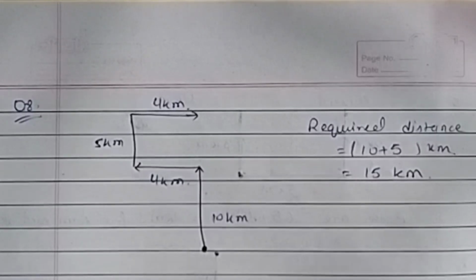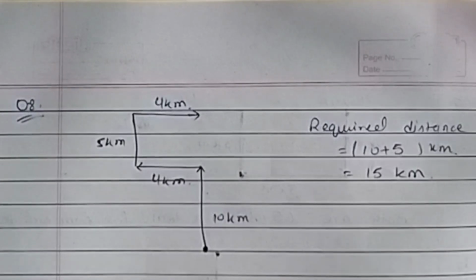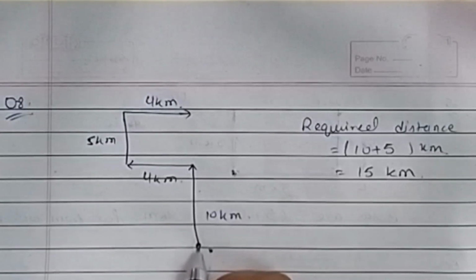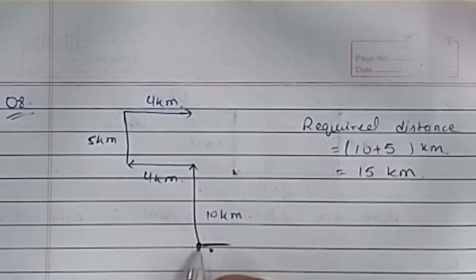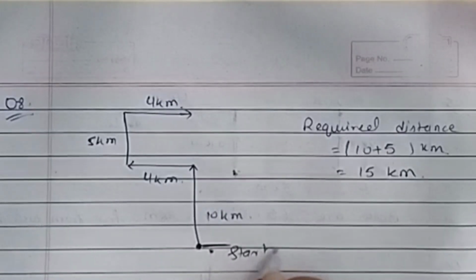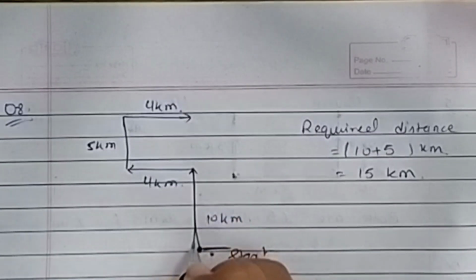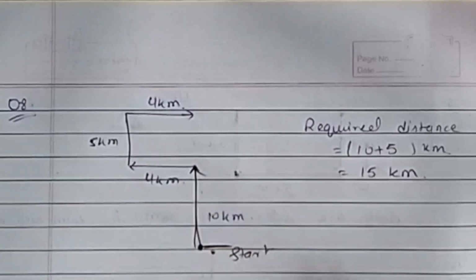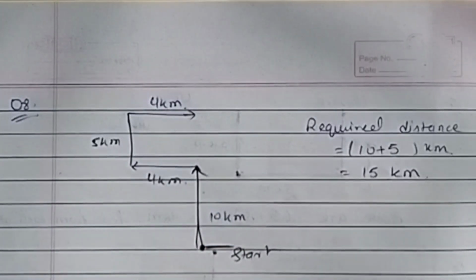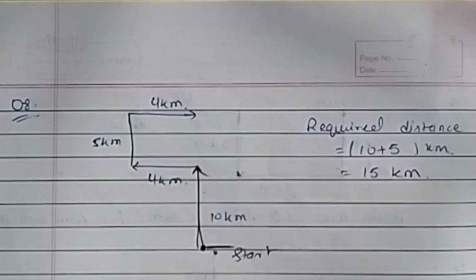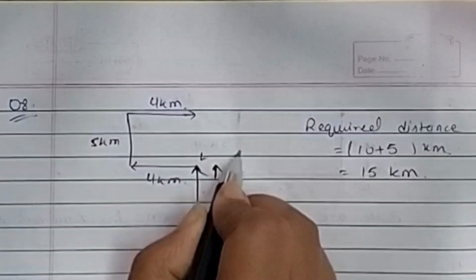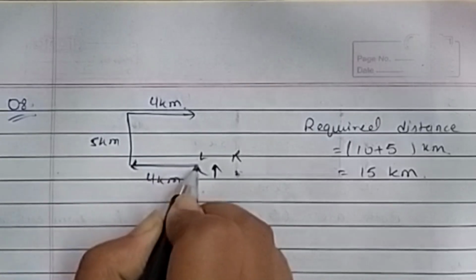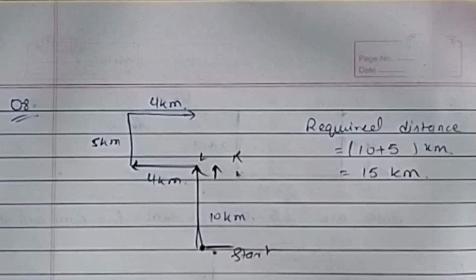Question number 8 is basically saying that Rama travels 10 kilometers towards the north. So it is simple. Let's take the starting point of Rama here. So he traveled 10 kilometers in the northward direction. Then he turns left and travels for 4 kilometers. So facing north, this will be left, this will be right. So he took a left turn and walked for 4 kilometers.